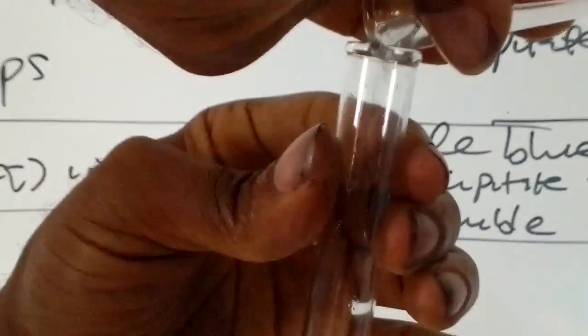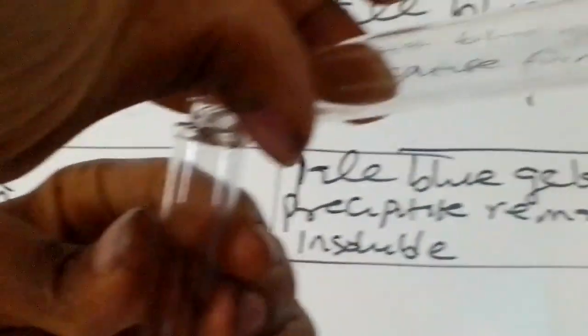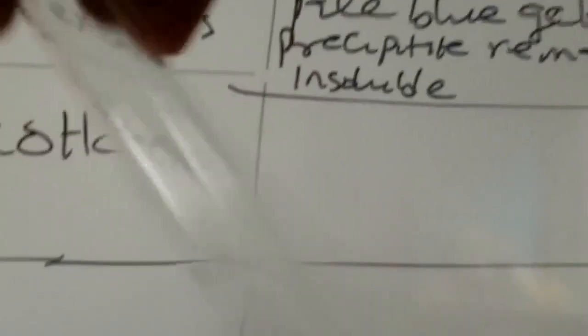You don't have to collect so much, because if you collect so much, the result you are going to get will be misleading. You're going to get an erroneous result. So that is okay for our test. Look at the amount I collected. Then this is my sodium hydroxide.